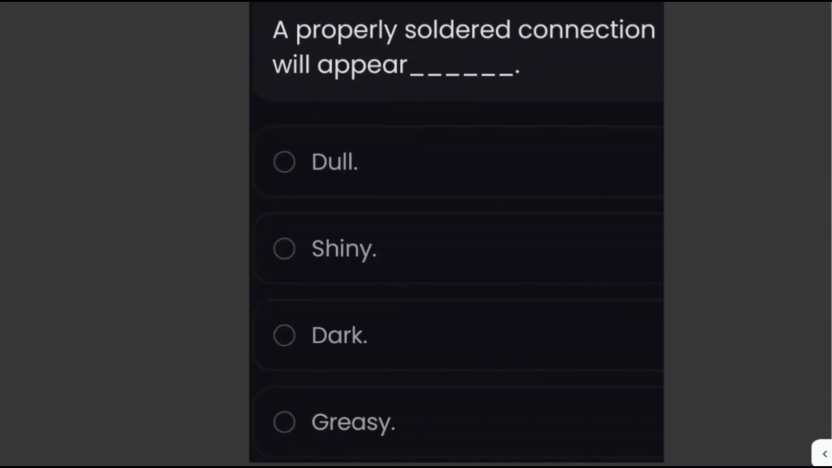A properly soldered connection will appear dull, shiny, dark, or greasy. The answer is shiny. So shiny joints indicate a properly soldered connection.